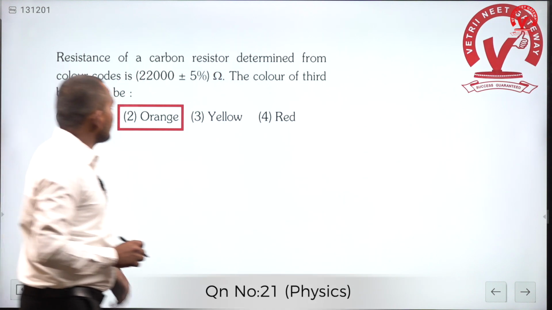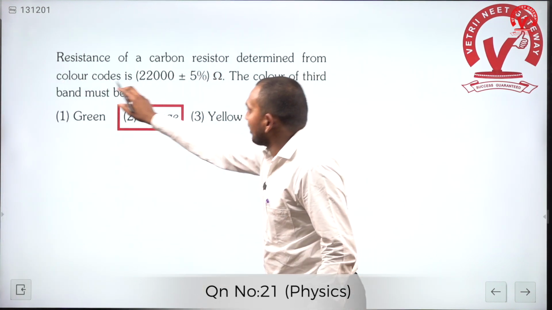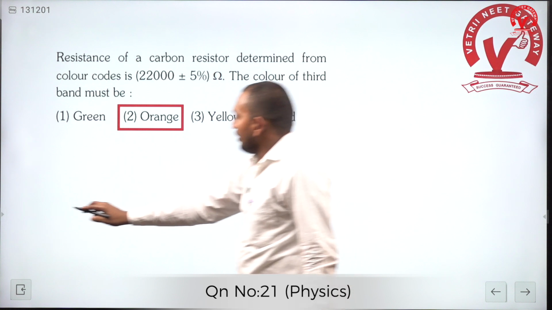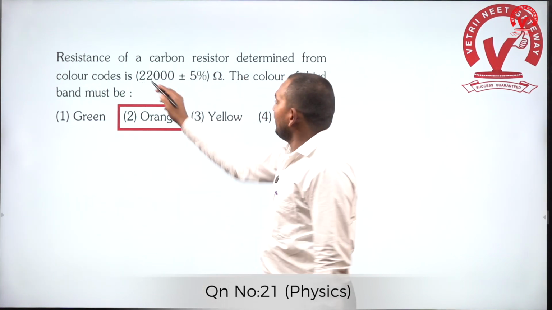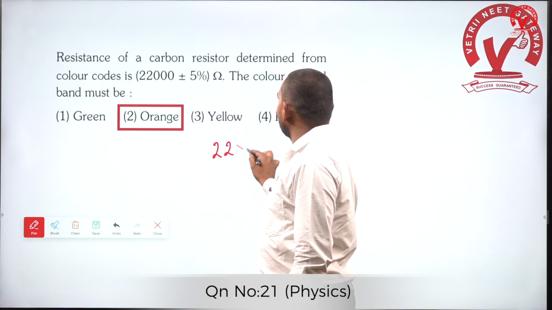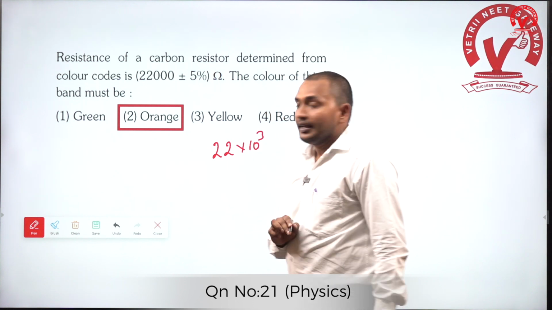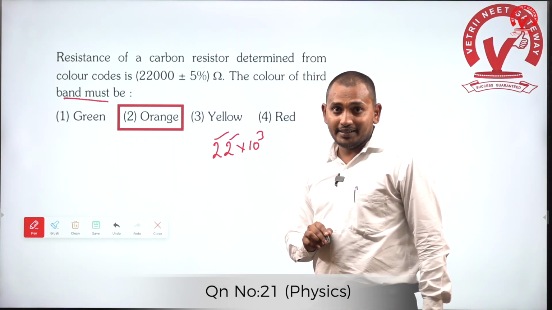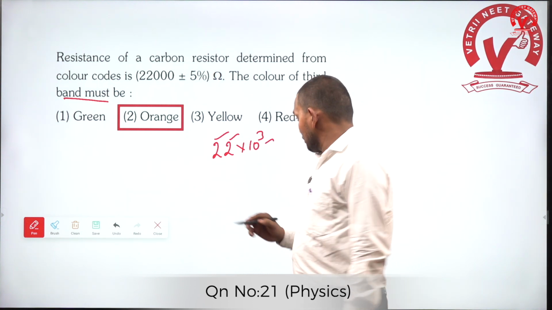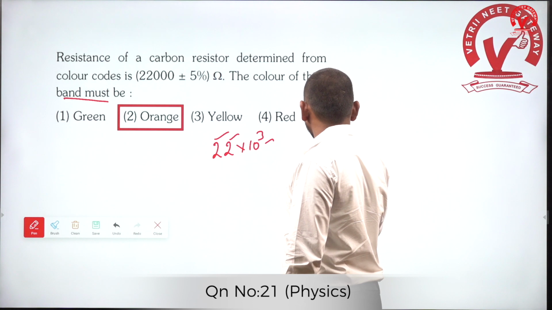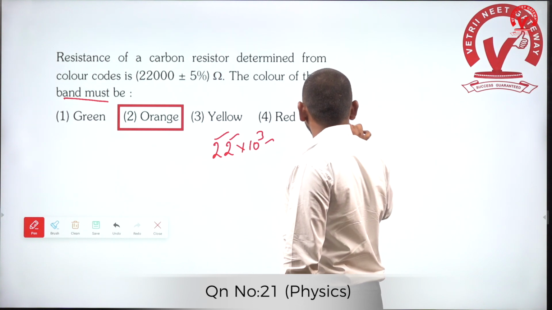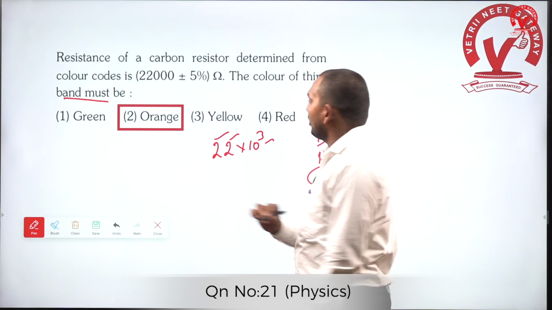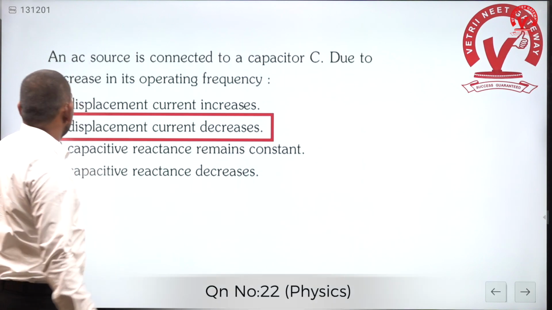Next, the resistance of a carbon resistor determined from the color code is, here they have given 22 into 1000. We can write this as 22 into 10 cube. Here they are asking to find out the third band. First and second are digits, third one is the multiplier. So BB ROY, 10 power 0, 10 power 1, 10 power 2, 10 power 3. 10 power 3, orange. Next we'll move to the next one.